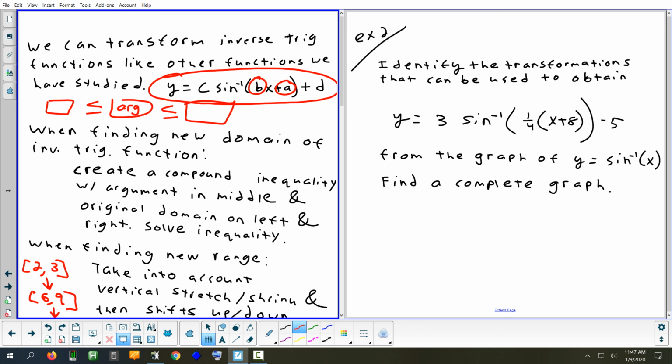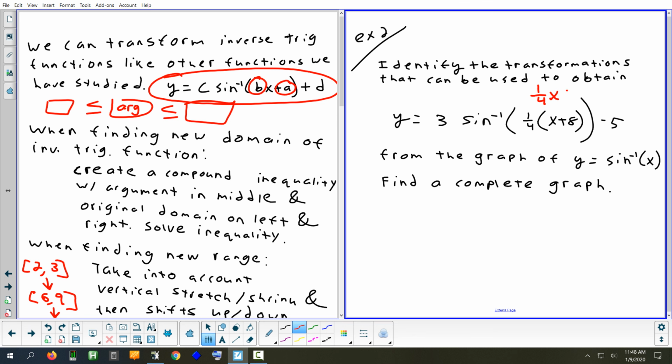Eric? Use the quarter through x plus 8. Yes. We normally don't write it as parentheses inside parentheses like that. We should distribute out that 1/4 so we can see what A and B are. Okay. So we're going to get 1/4 x plus, what's 1/4 times 8? 2. Now you can see the A and the B. Okay. So we've got all the transformations here. We got A, B, C, and D. Just tell me what each one does. So there's 4 transformations.